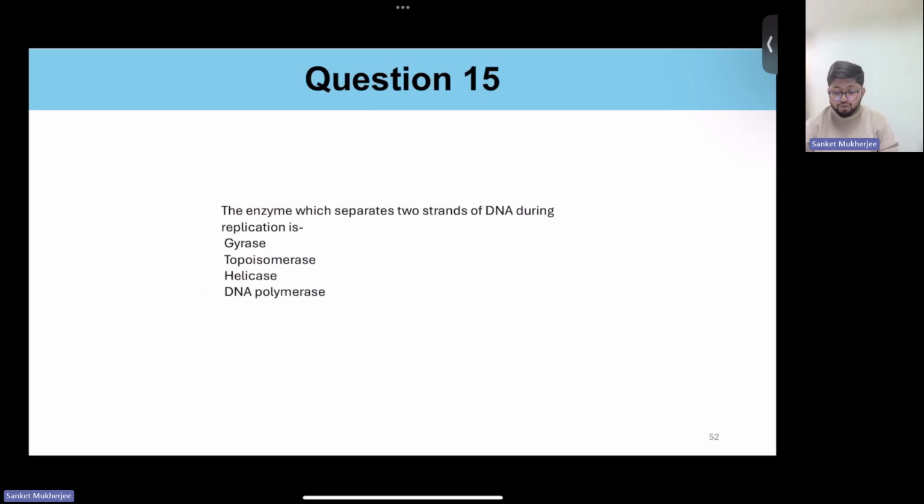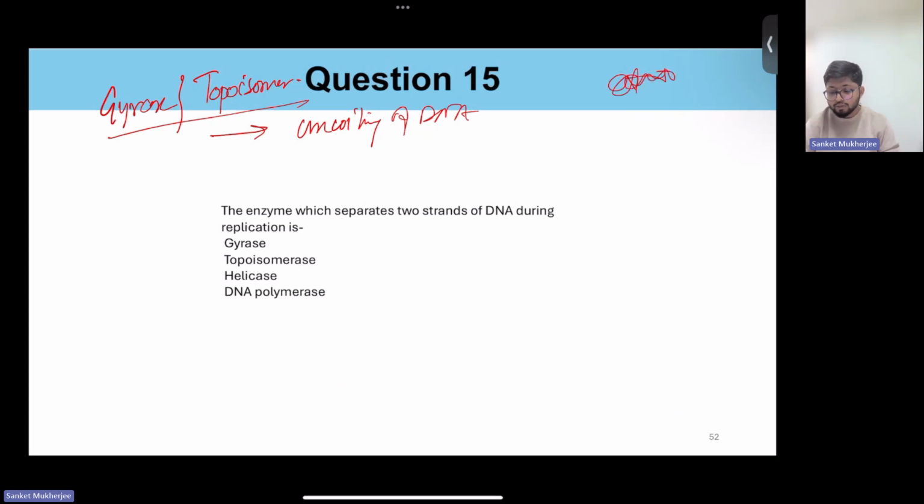The enzyme which separates two strands of DNA during replication is gyrase, topoisomerase, helicase, or DNA polymerase. So gyrase is also a class of enzyme which comes under DNA topoisomerases. The function of gyrase or topoisomerase is uncoiling of DNA. When the DNA is present in a cell, it's in a supercoiled form. This uncoiling using multiple cuts is performed by gyrase or topoisomerase. Helicase is the enzyme which separates the two DNA strands, and DNA polymerase synthesizes DNA.